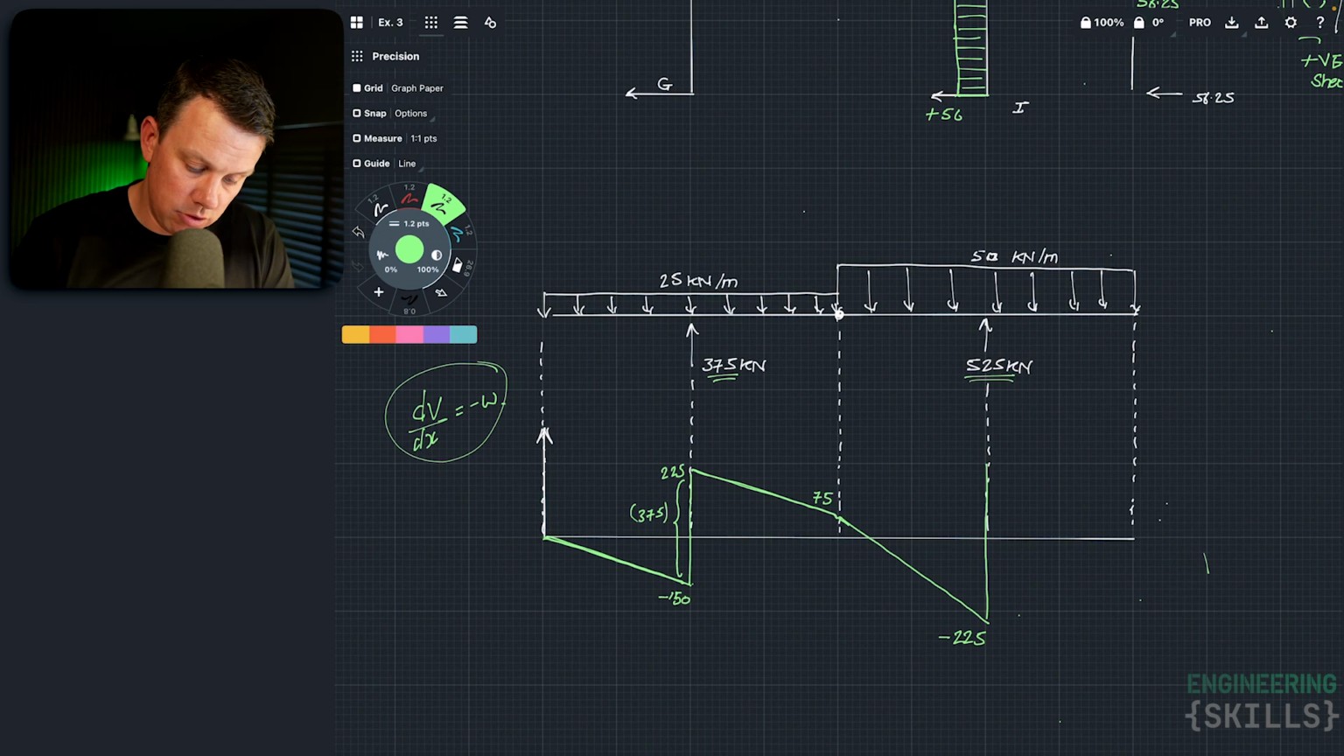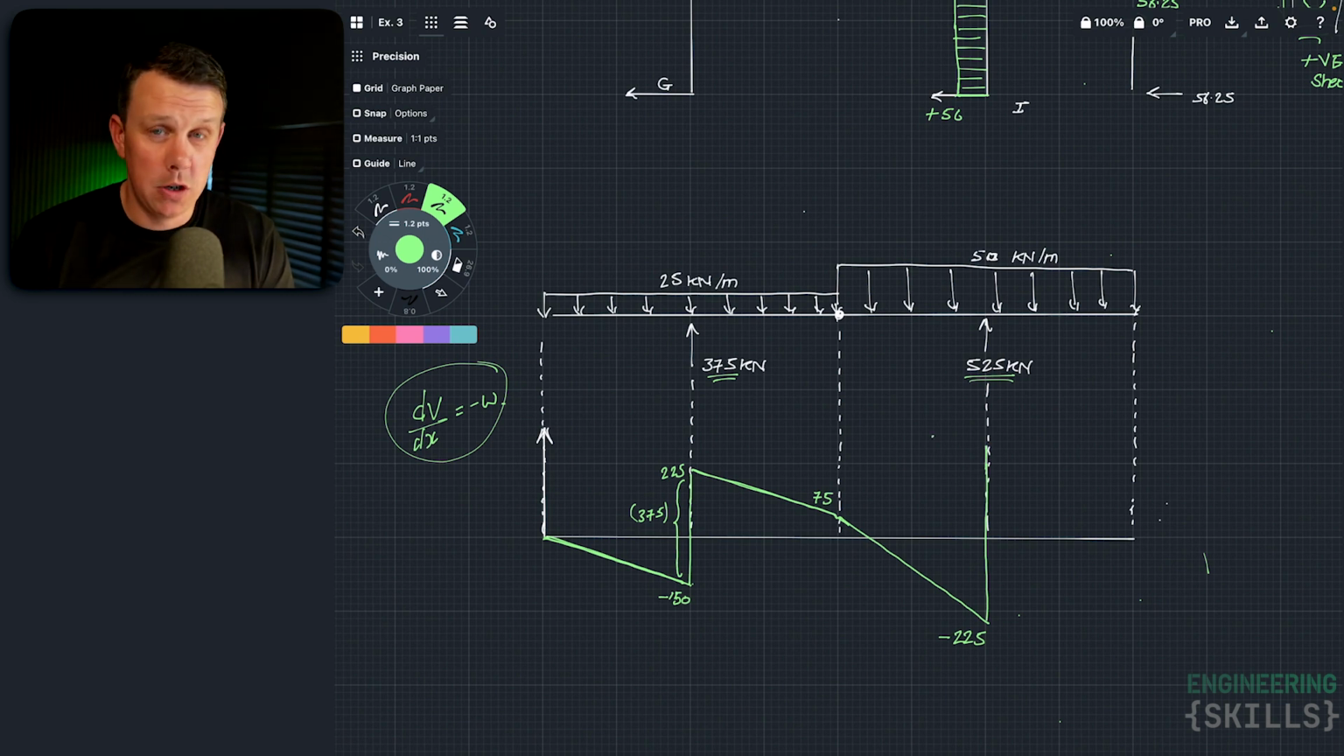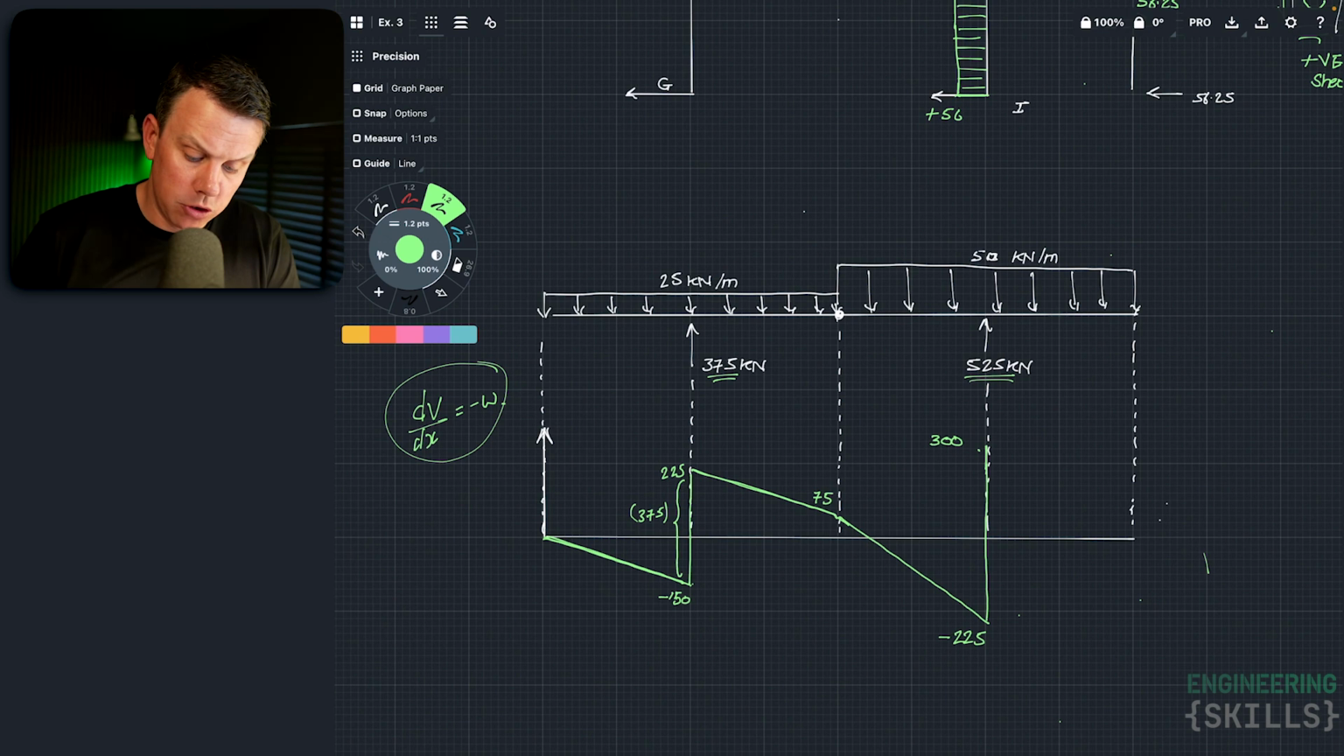Now again, I'm not really drawing this to scale, but don't get hung up on drawing things too much to scale. You'll just spend too much time. What's important is that we draw the actual numbers on so we can just read off what they are. So that's up to 300. And again, let's just note that step change was 525, and we'll put that in brackets as well.